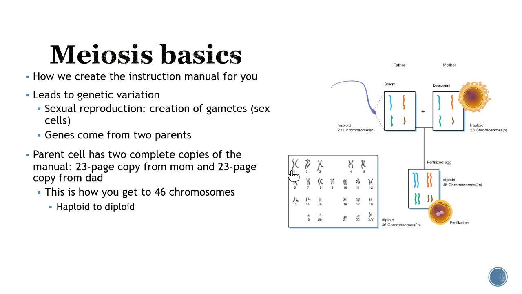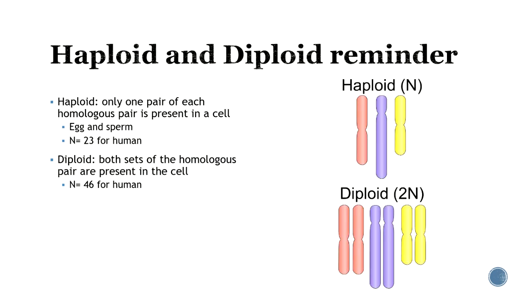So for each of these pairs right here, the sperm gave you one and the egg gave you one. Now, what's great is that this leads to genetic variation. Another way of calling it is sexual reproduction. This is how we're going to get a combination of genes from both parents. So your parents gave you all that you have. If you don't like it, blame them. So this makes up your instruction manual. Mom gave you 23 pages, Dad gave you 23 pages, and that's how we got to where we are. So that's a review on haploid and diploid.